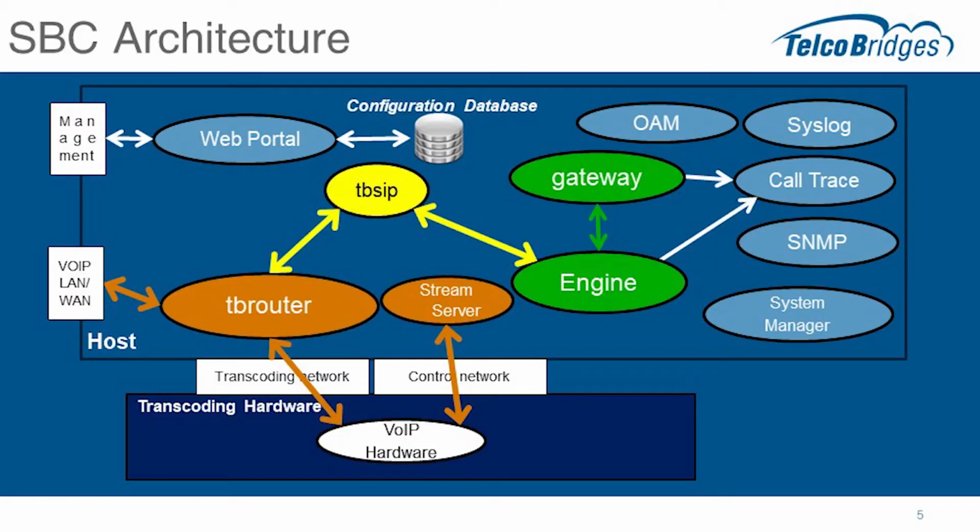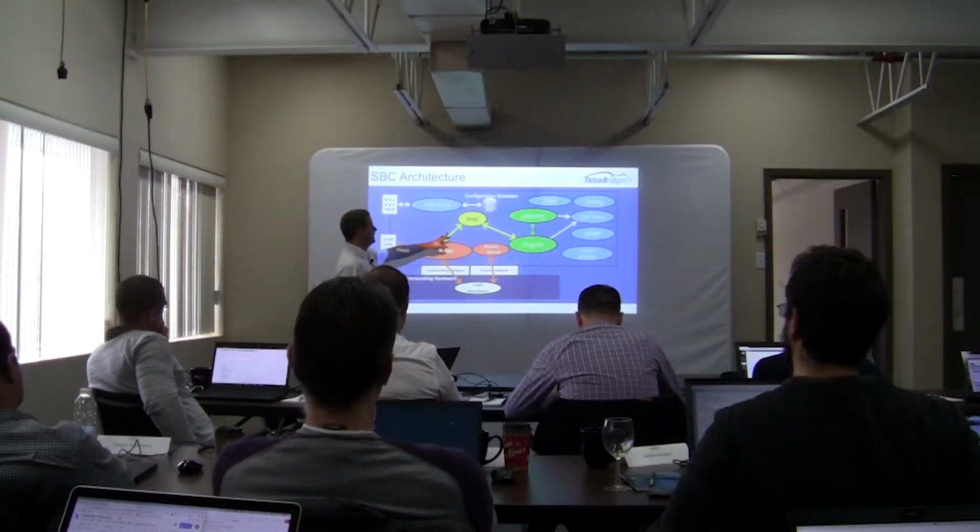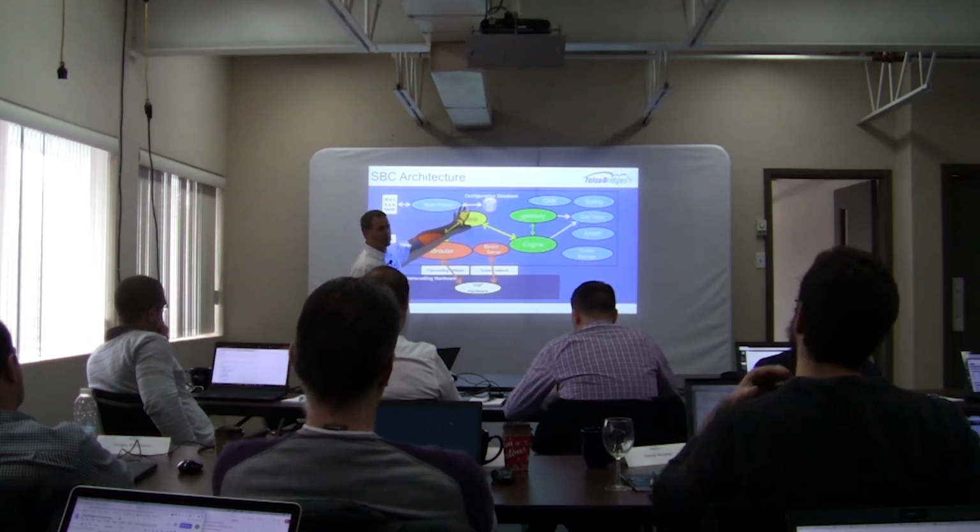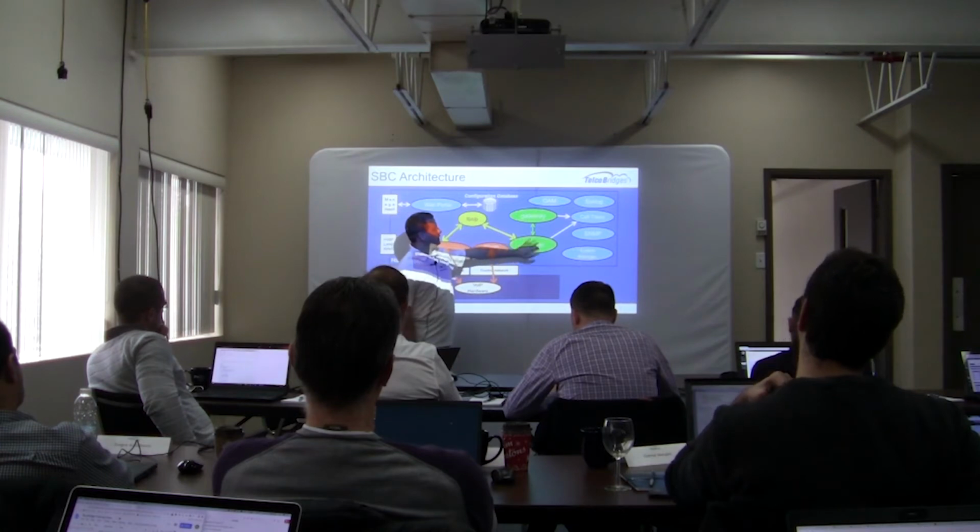Then we saw TBrouter here, right? So it has access to the LAN 1 interfaces, or the LAN 1 interface for the transcoding network connecting to the hardware. Any information that comes in here will be processed and maybe blocked or sent to our SIP software, which we call TBSIP. So if you look inside, you see TBSIP. If SIP can understand the message and make it work, it's going to send it to Engine.